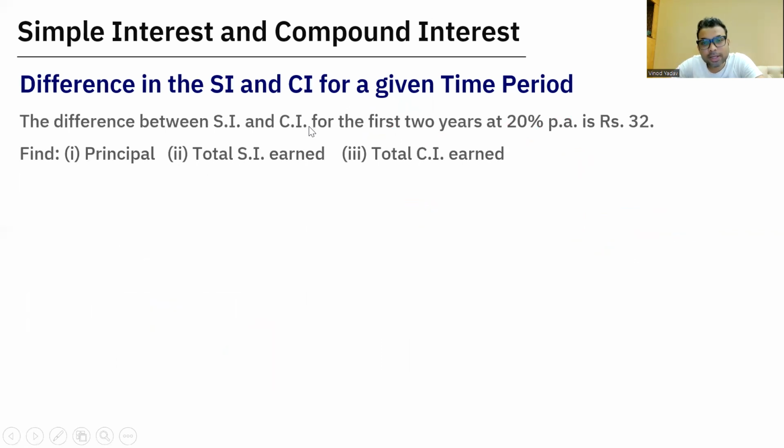The difference between SI and CI for the first 2 years, now given in terms of percentage, at 20% per annum is 32. Find the principal, total SI, total CI. Again, pause the video, try, and then come back. Okay, friends, you must have got it now.